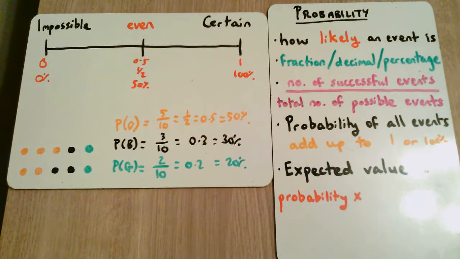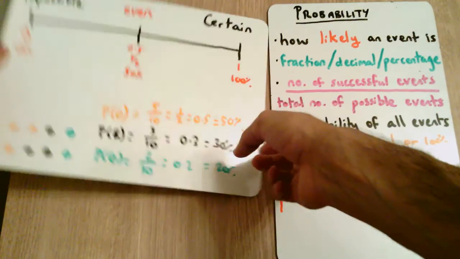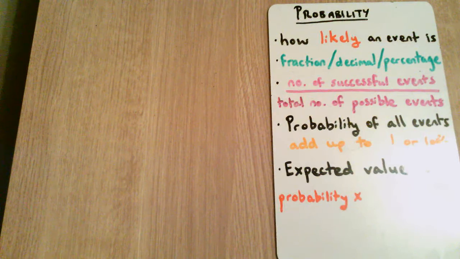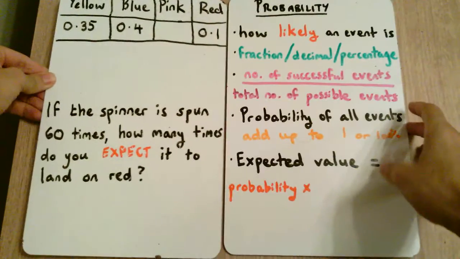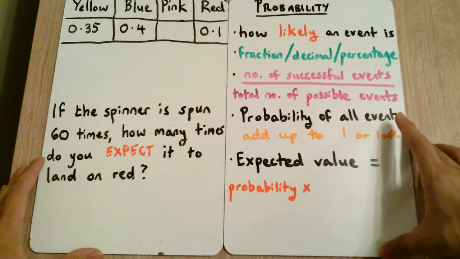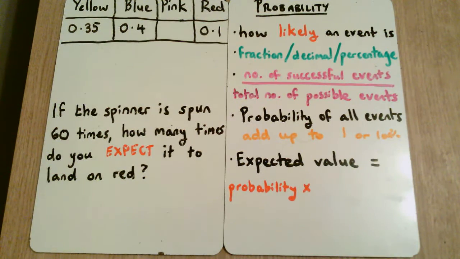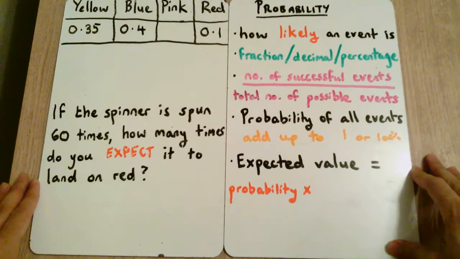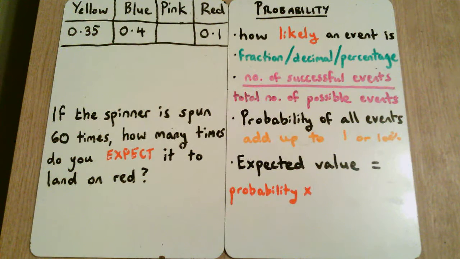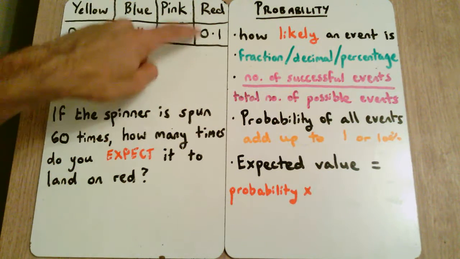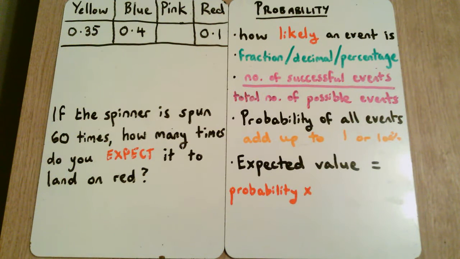Now we're going to use this information on our next slide just to get us to work with this, and then look at this key phrase over here referring to expected value. So what I've got on the other side is a table, and the table of values shows us 4 possible options for a spinner. The spinner can land on yellow, blue, pink or red, and the probability of each is 0.35 for yellow, 0.4 for blue, 0.1 for red. But we have a missing value here for pink, which we don't know.